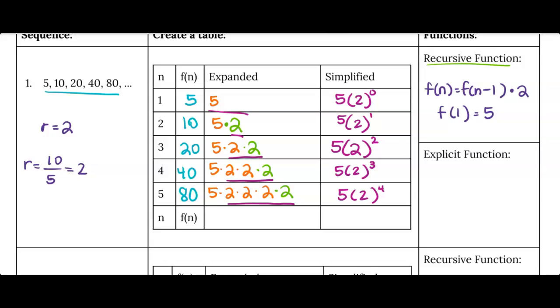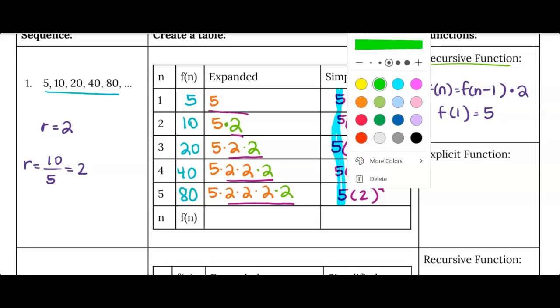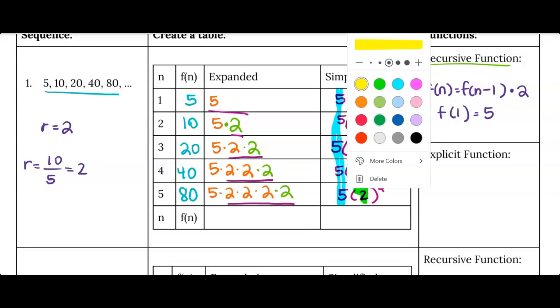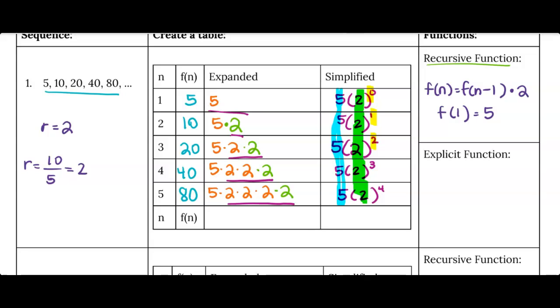So now when I'm looking at that simplified piece, I'm seeing that all of my rows have 5s. All of my rows have a times 2. But the thing that's changing is my exponents. That's the piece that's varying. Since it's the piece that's varying, I want to relate it back to my variable, just like we did when we wrote our explicits for arithmetic sequences.